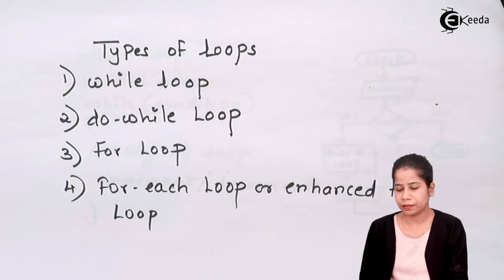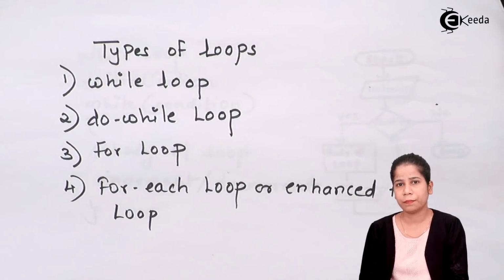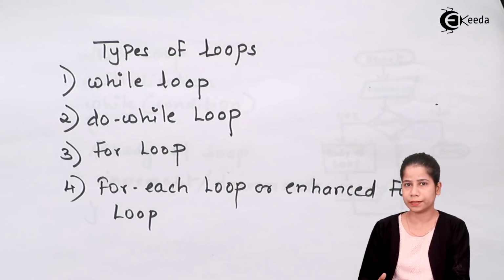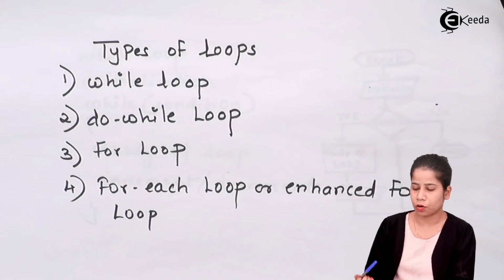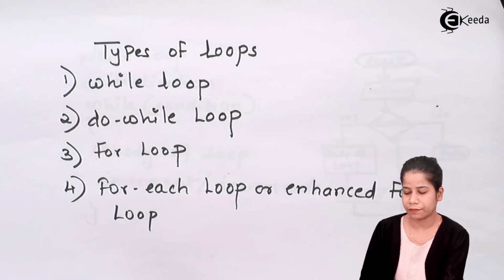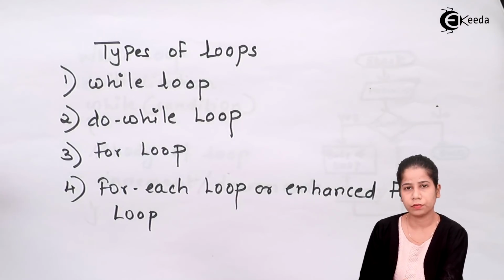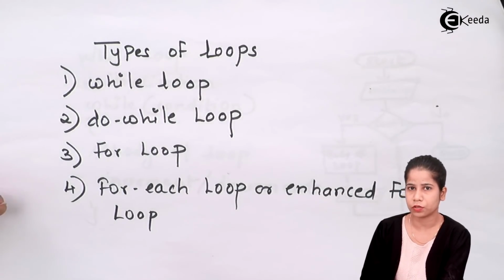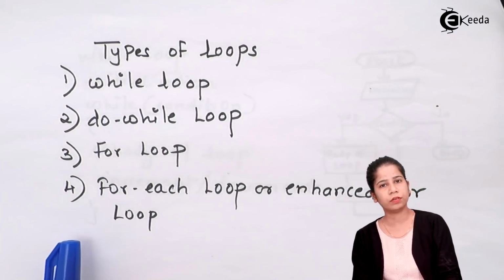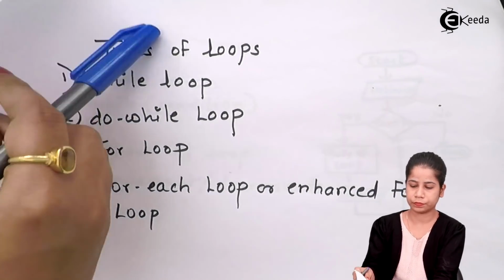We basically have three types of traditional loops, plus one enhanced loop, which we will see a bit later. But today we are going to focus on these three loops: the while loop, the do while loop, and the for loop. And then there is the enhanced for loop, which is also given to us. Today we are going to focus on the while loop, so let's check it out.